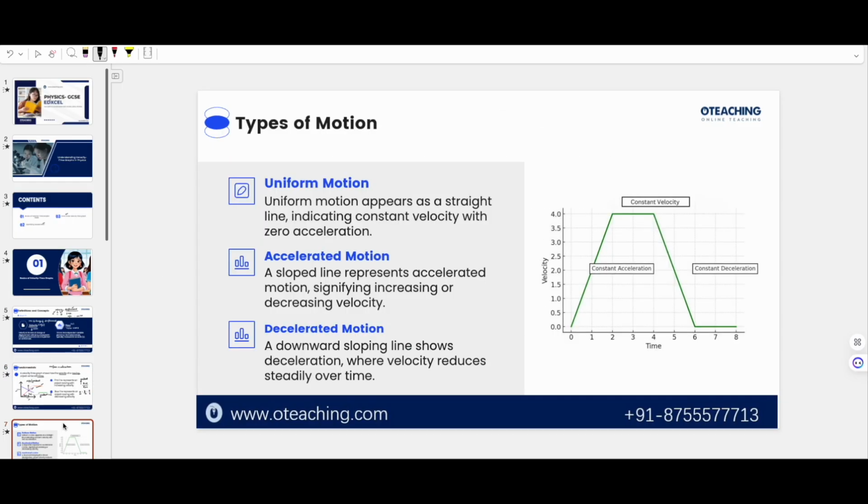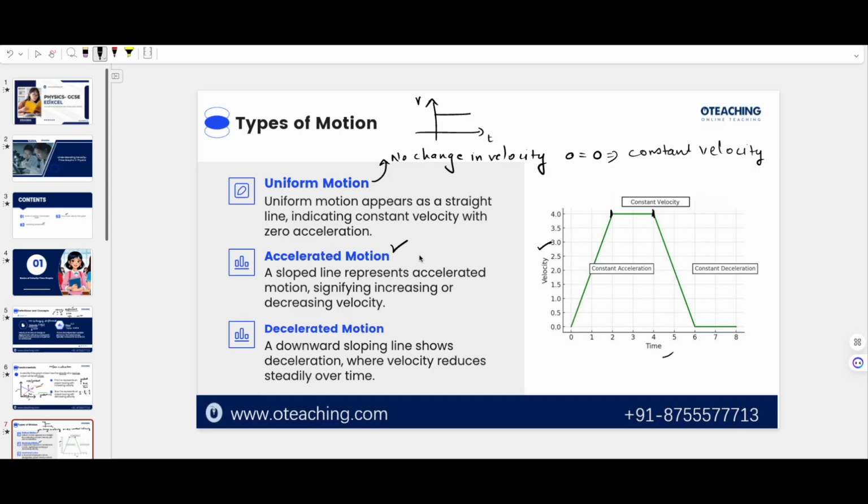Let's move ahead by understanding the types of motion. Uniform motion means no change in velocity, correct? When there is no change in velocity, acceleration is zero, which means constant velocity. In the velocity time graph, you represent a constant velocity by a straight line. I'll just draw it here. The velocity time graph is a straight line, which means no change in velocity.